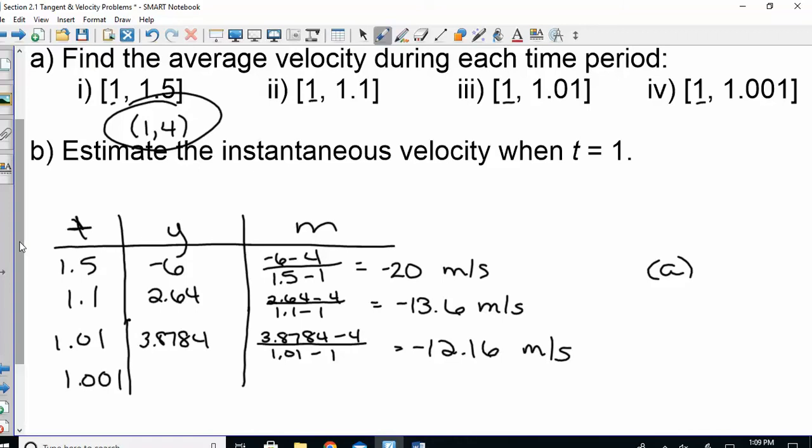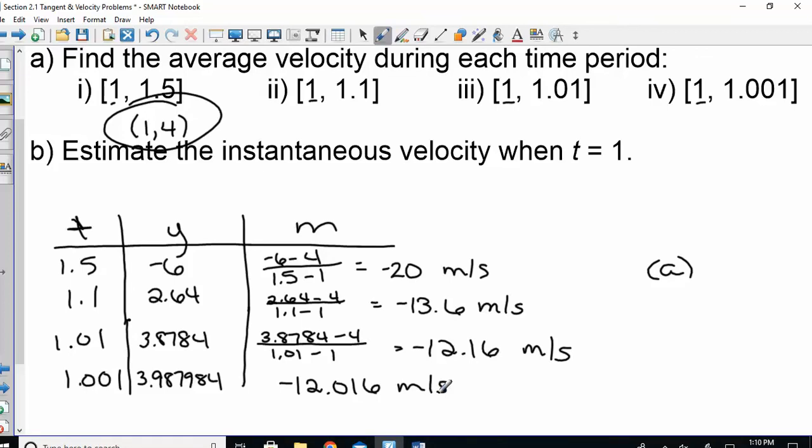Finally, we put in 1.001. And then do your slope. And I get negative 12.016. So those are all the average velocities. Average velocity is just a slope between 2 points.